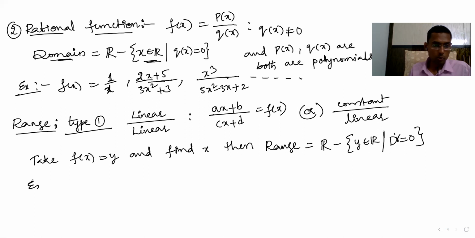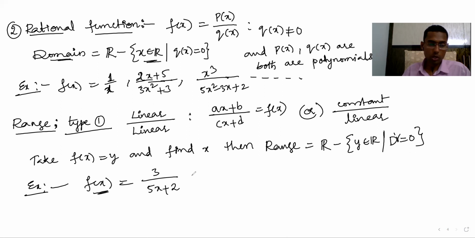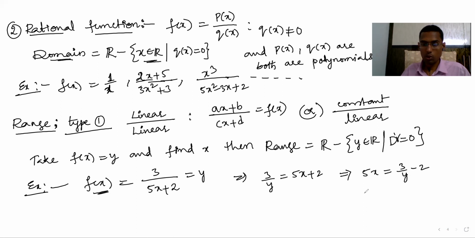Okay, for example, I'll tell you. Anyway, this is the explanation only. For example, f of x equal to, this linear I am writing, 3 by 5x plus 2. Now what I'm saying is you take f of x equal to y. That's the first. Take f of x equal to y. Then find out x value. How do you find? This is 3 by y, right? 3 by y equal to what? 5x plus 2. That implies now we have 5x equal to what? 3 by y minus 2. So x equal to what? 3 by 5y minus 2 by 5.